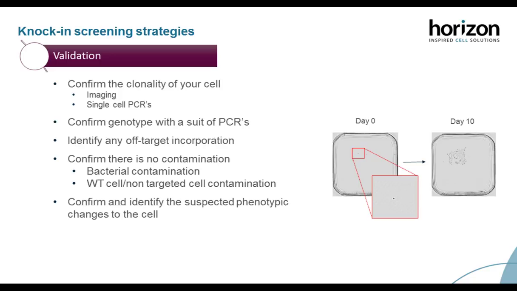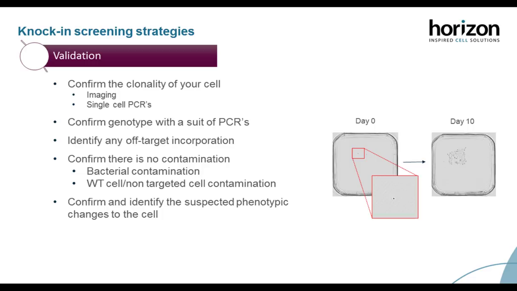So if there is a contaminant of wild-type cells in your clonal population, we usually confirm the genotype with a suite of different PCRs, as well as looking at the phenotype of interest. We like to identify any off-target incorporation as well, if it is required, and this is just done by amplifying up those top off-target hits that we were notified of. We also confirm that there is no bacterial contamination, as well as no wild-type cell contamination, and confirm that there have been the suspected phenotypic changes within the cell.